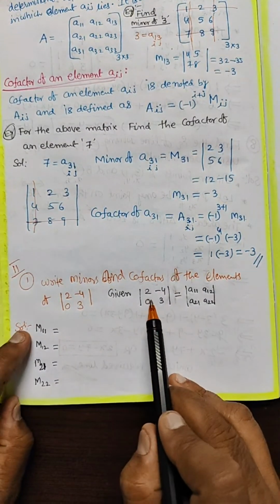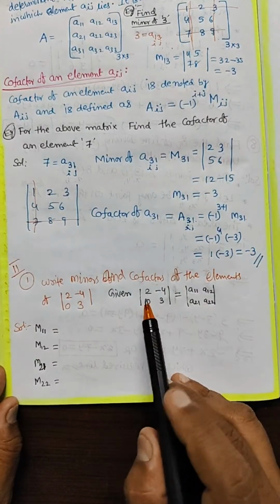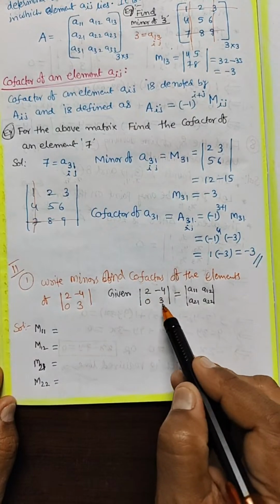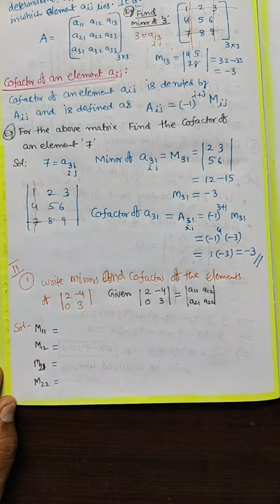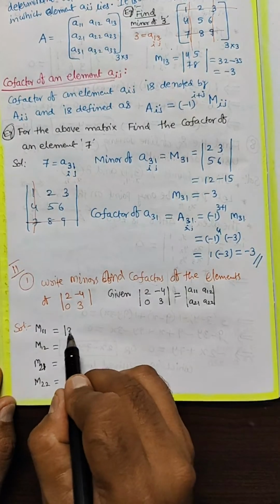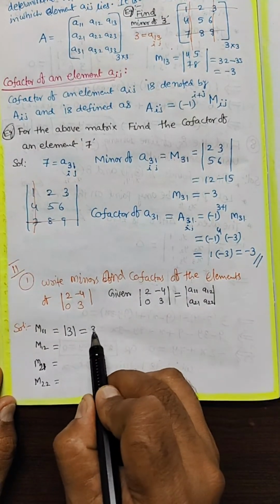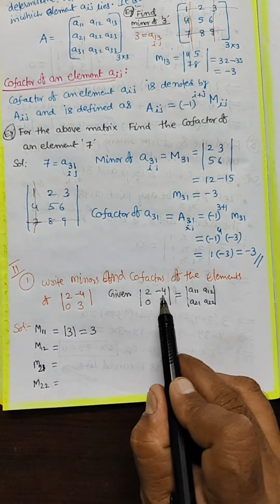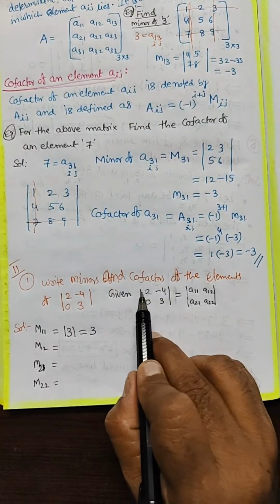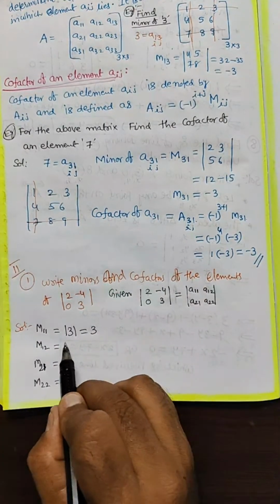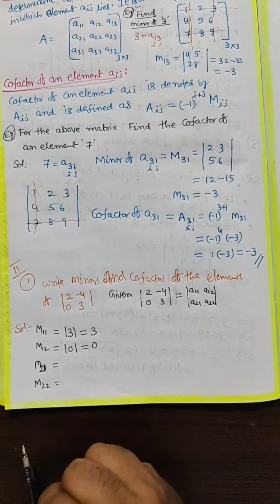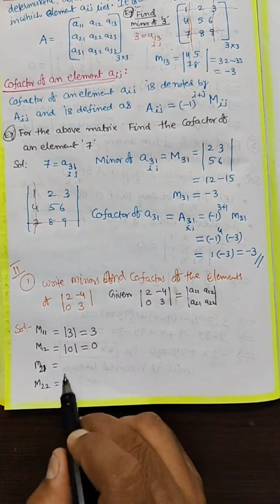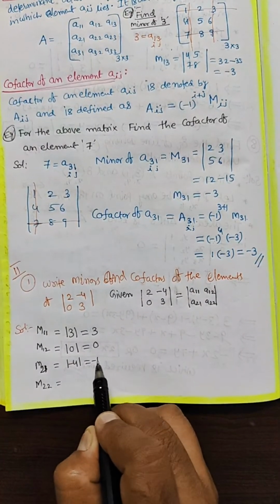To get M11, this is the position, element 2. For 2, you have to eliminate this row and this column, the remaining is 3. After eliminating, you will get only determinant 3, which is equal to 3. Next, M12 means this one. Eliminating this row and this column, we have 0. So determinant 0. Next, eliminating this row and this column, remaining is minus 4, equal to minus 4.